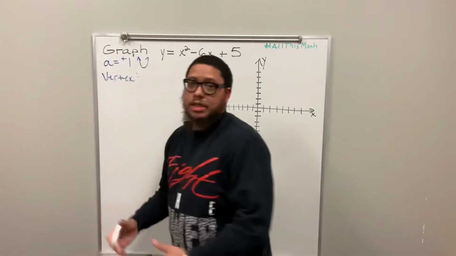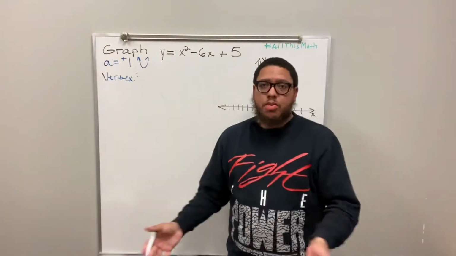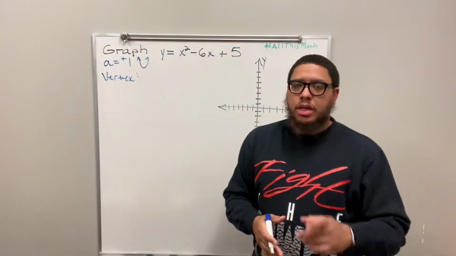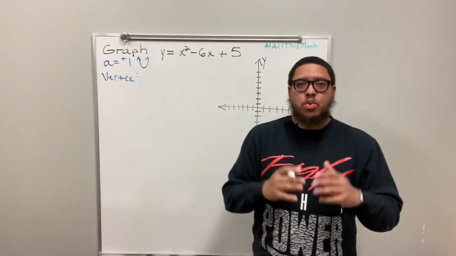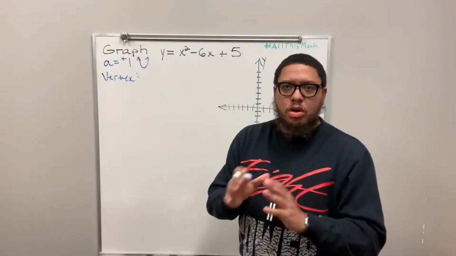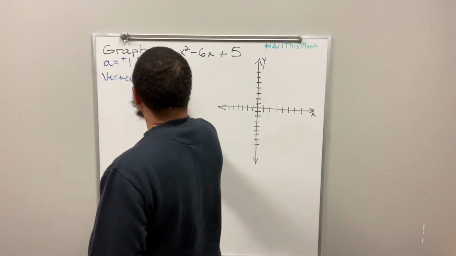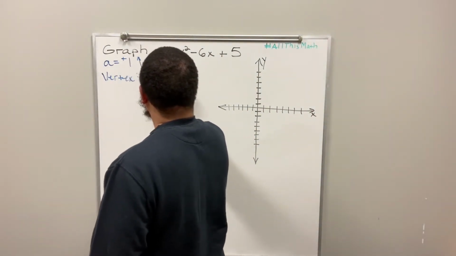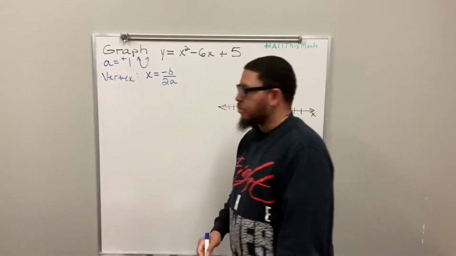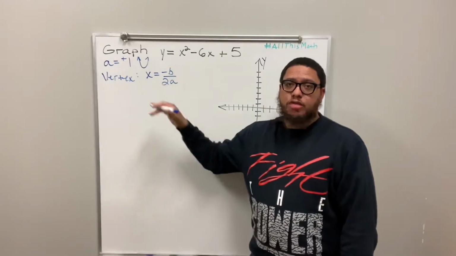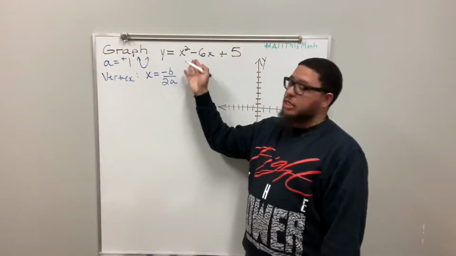The vertex is a point. And of course, every point has an x coordinate and a y coordinate. Now, the first thing we'll figure out is what the x coordinate is. Now, there's a small little formula for that, right? It is x equals negative b over 2a. We use that formula to figure out the vertex when the equation is in standard form.